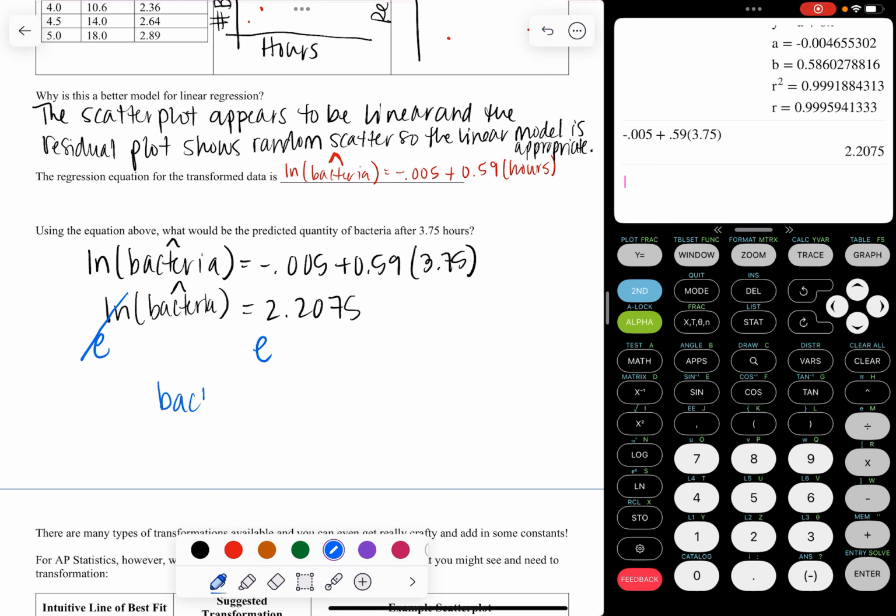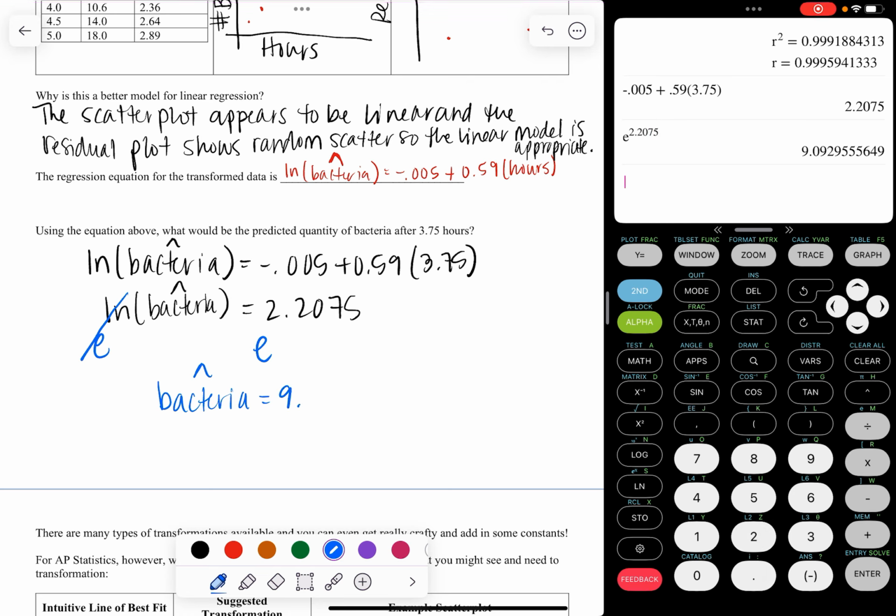So I'm going to have my predicted number of bacteria is going to be second divide, let me get my e, to the power of 2.2075. So 9.09. Now, the one thing you have to be careful of is this was in thousands. So I actually have 9,090 bacteria.